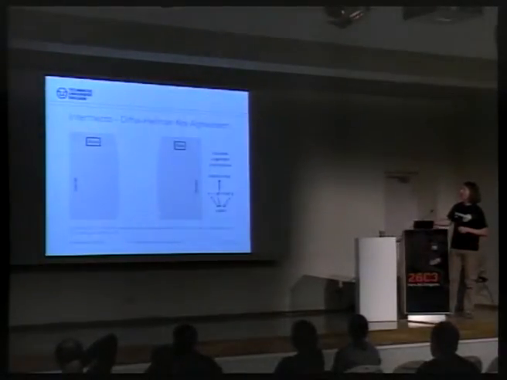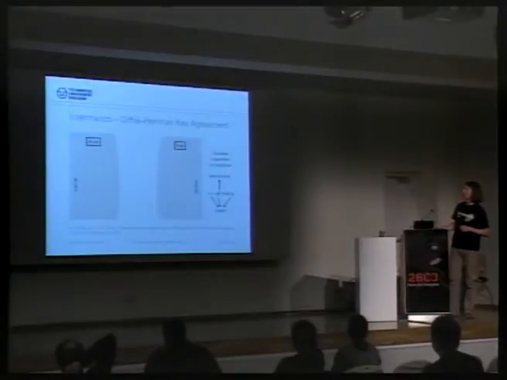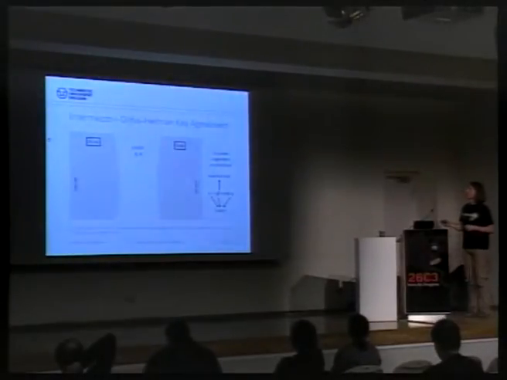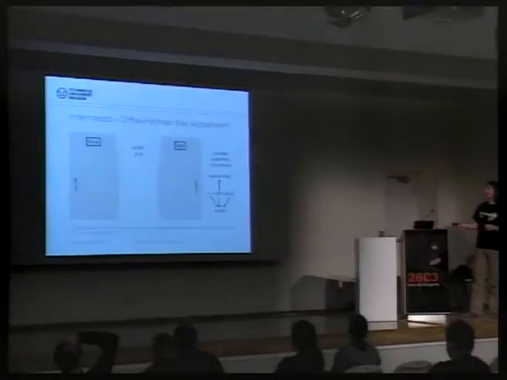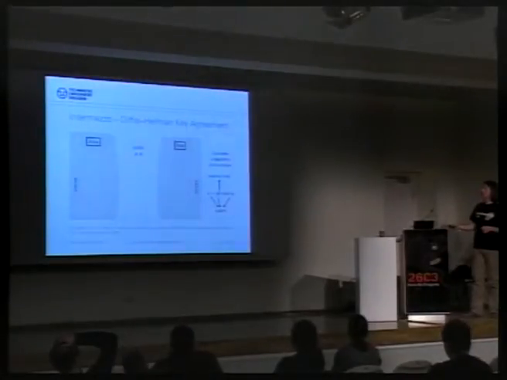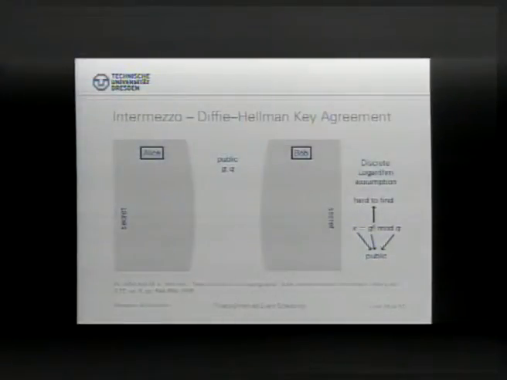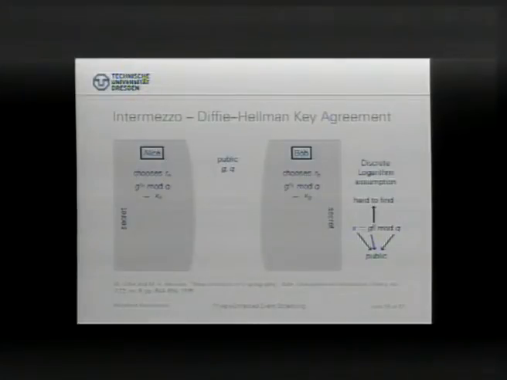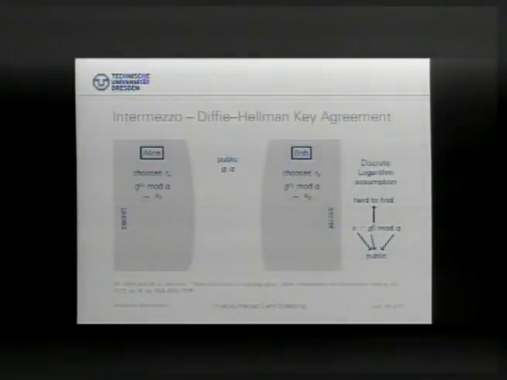And they have all their trusted areas, which are here marked gray. The first thing everybody does is they exchange some public things. So they agree to some generator G and some Q. Everybody chooses some random number, RA for Alice and RB for Bob, and everybody calculates this exponentiation, G to the RB modulo Q for Bob and G to the RA for Alice.